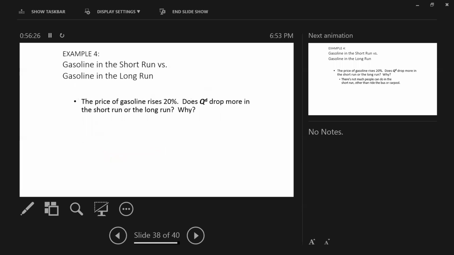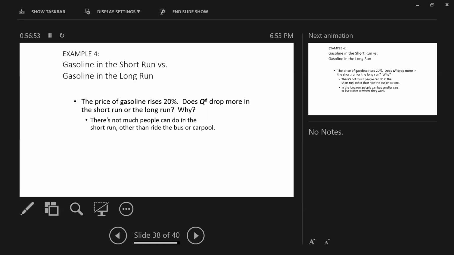Example 4 gets into something interesting, which has to do with time horizons. We're going to think about the price of gasoline rising 20%. The question is, does the quantity demanded exhibit more sensitivity in the short run or in the long run? And we're going to think about why. So if prices went up by 25% or by 20% tomorrow, there's not much people can really do.